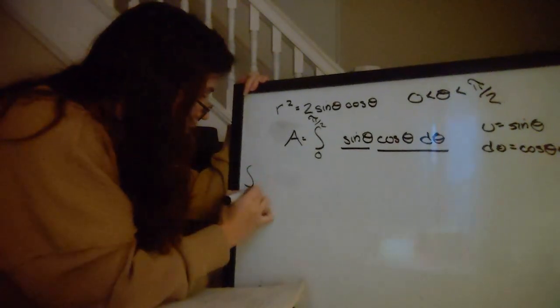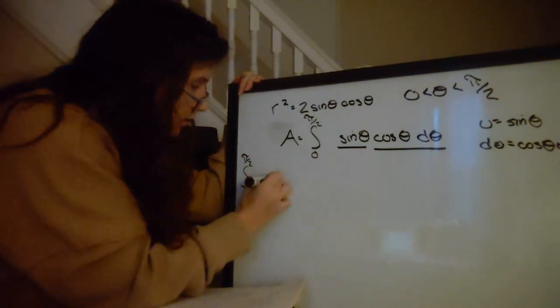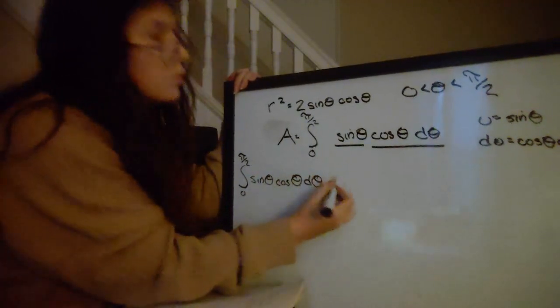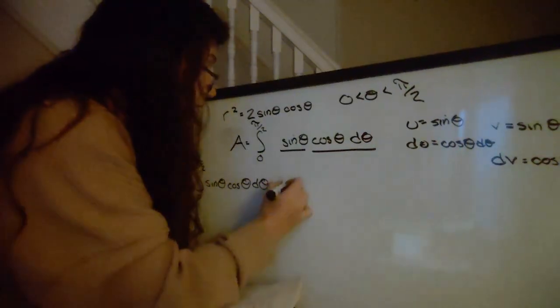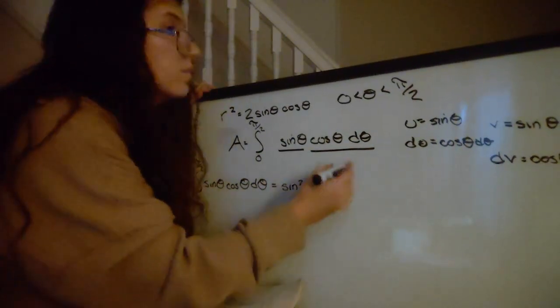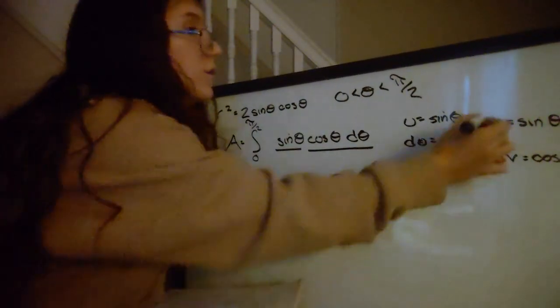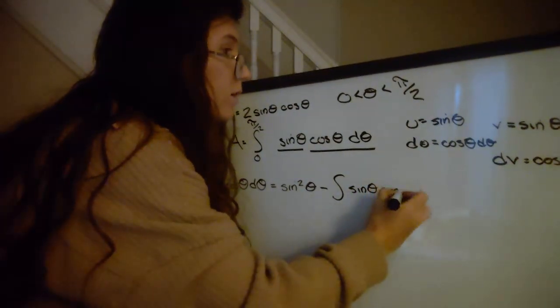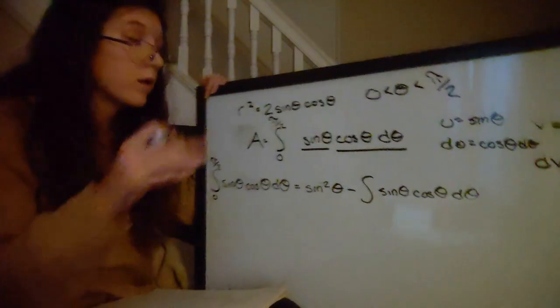So my integral from 0 to pi over 2 of sine theta cosine theta d theta equals uv, so this would be sine squared theta, because it's sine times sine, minus the integral of v du, sine theta cosine theta d theta. I like this process because there's no trig identities that you need to remember, and that's why I like it.